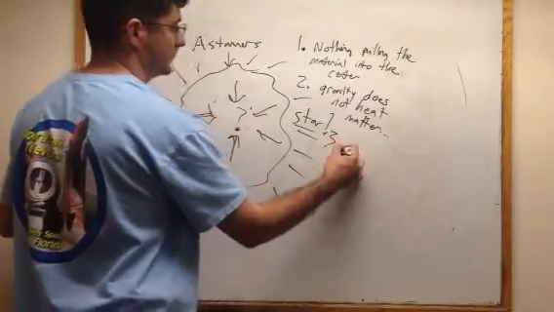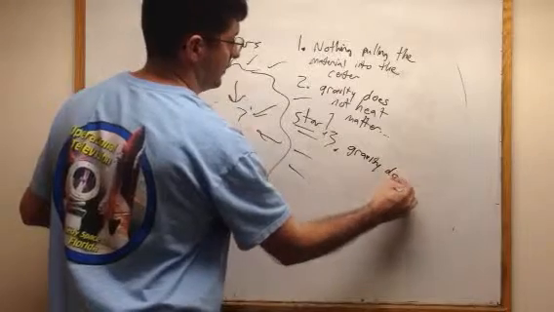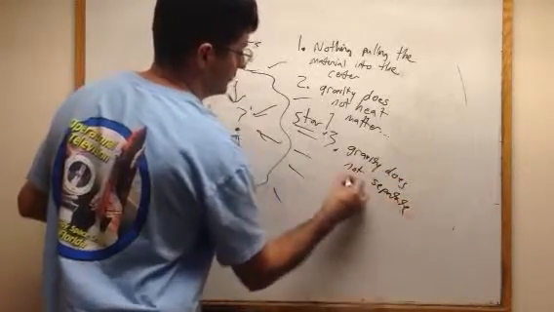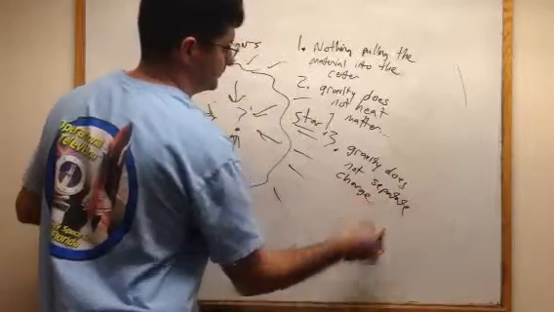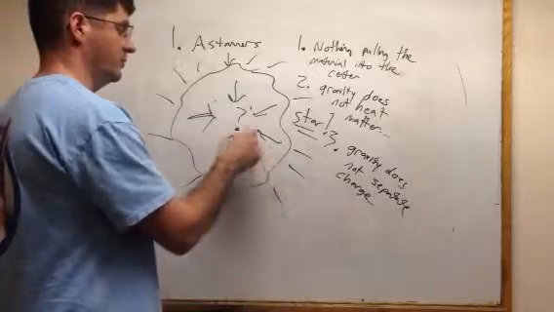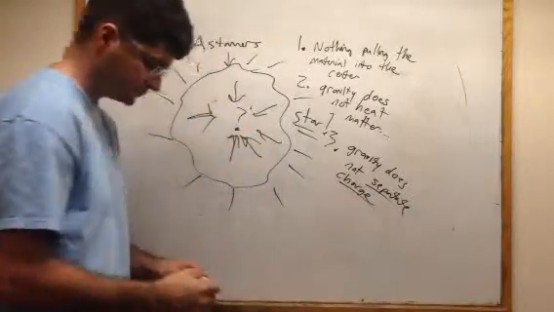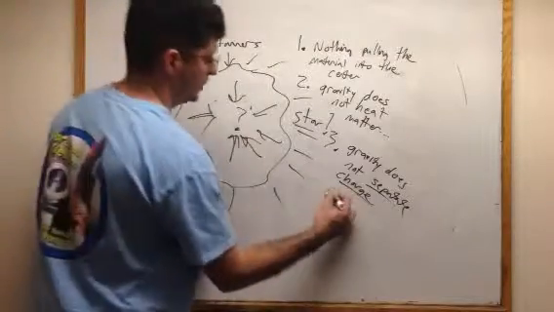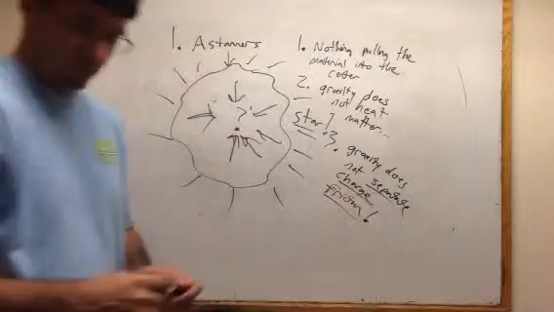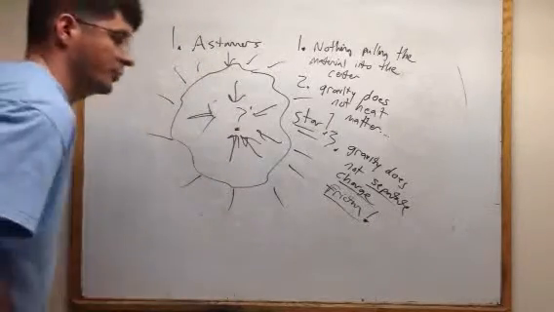Problem number 3. Gravity does not separate charge. In order to have a charge equalization event to birth a star, you have to separate charge. Okay? In order to do that, you have to have friction. 3 huge problems with astronomers' model of how stars are born.